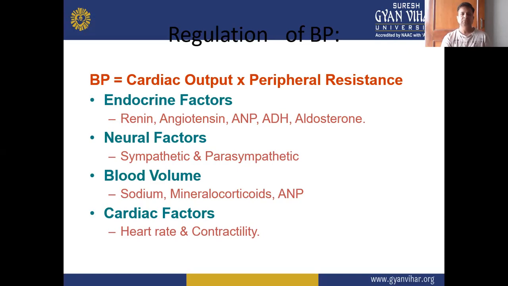Third is blood volume, such as sodium, mineralocorticoids, and ANP. Fourth is the cardiac factor, such as heart rate and contractility.